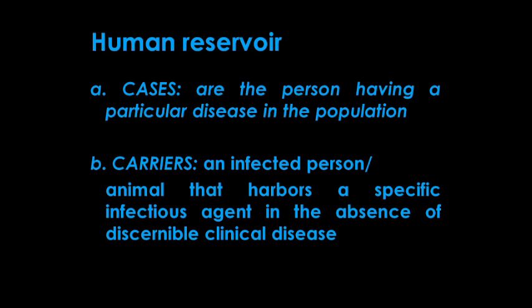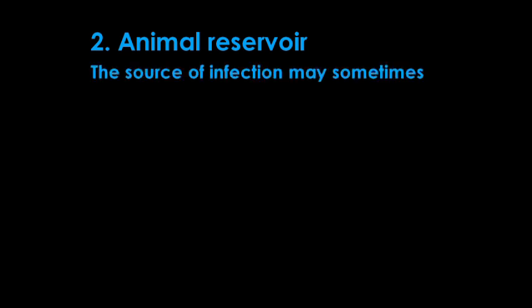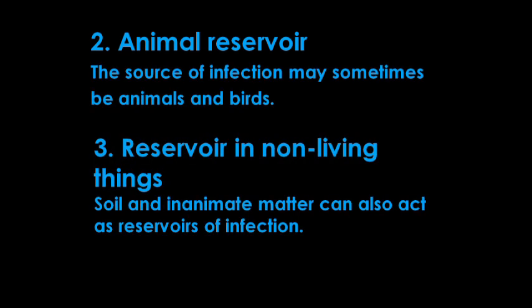Carriers are more dangerous than cases because they cannot be recognized easily and continue, as they do, to live a normal life among the population. Also, carriers readily infect the susceptible host. Animal reservoir: animal reservoirs may act as cases or carriers. Examples: rabies or yellow fever. Reservoir in non-living things: inanimate matter can also act as a reservoir, like soil, which may harbor the agent that causes tetanus.